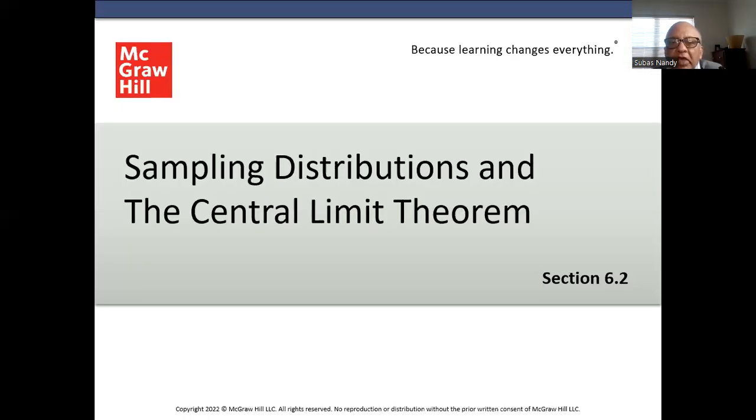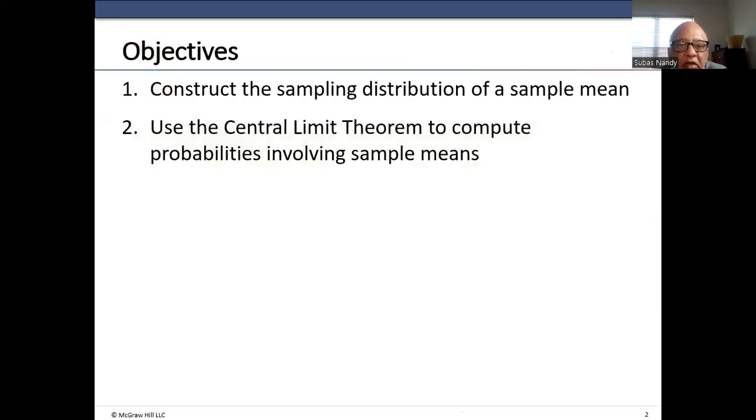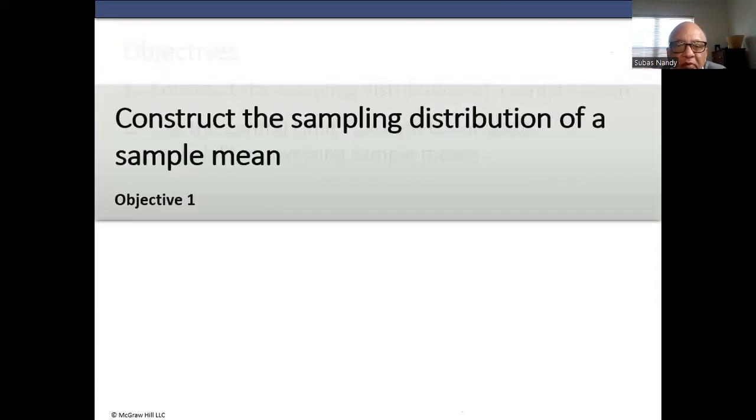Sampling distribution and the central limit theorem. Sampling, sample mean, central limit theorem, compute probabilities involving sample means, construct the sampling distribution of a sample mean.